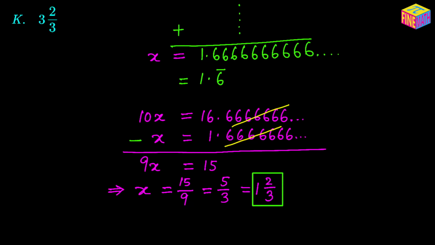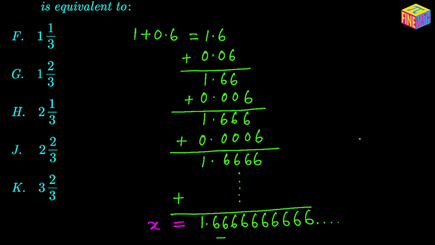Now let's look at the answer options and see which one is the correct option. So here our answer is 1 plus 2/3. And here we have 1 plus 2/3 under option G. So option G is the correct option.